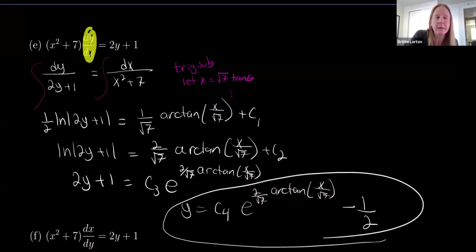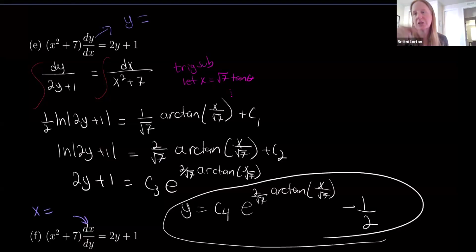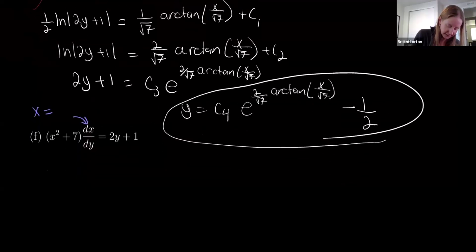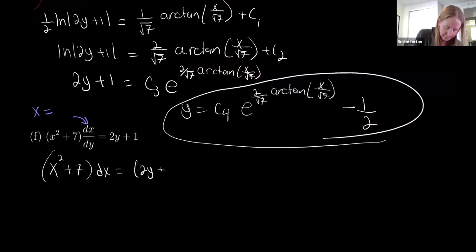So dy dx means that y was a function of x. Now this means x is a function of y. So when I had a dy dx, I was looking for a y equals. When I have a dx dy, I'm looking for an x equals. So it just changes what variable you're solving for. So in this case, this is going to become an x squared plus 7 times dx equals a 2y plus 1 dy.